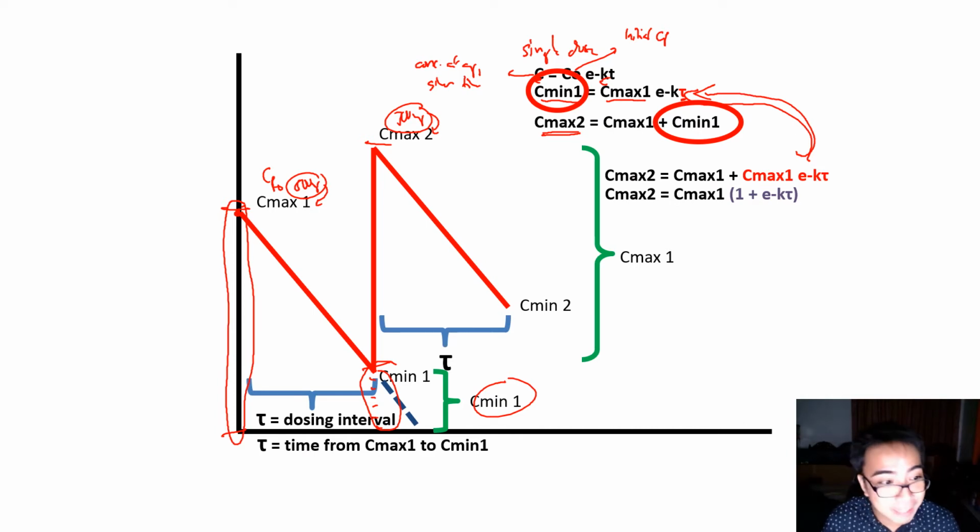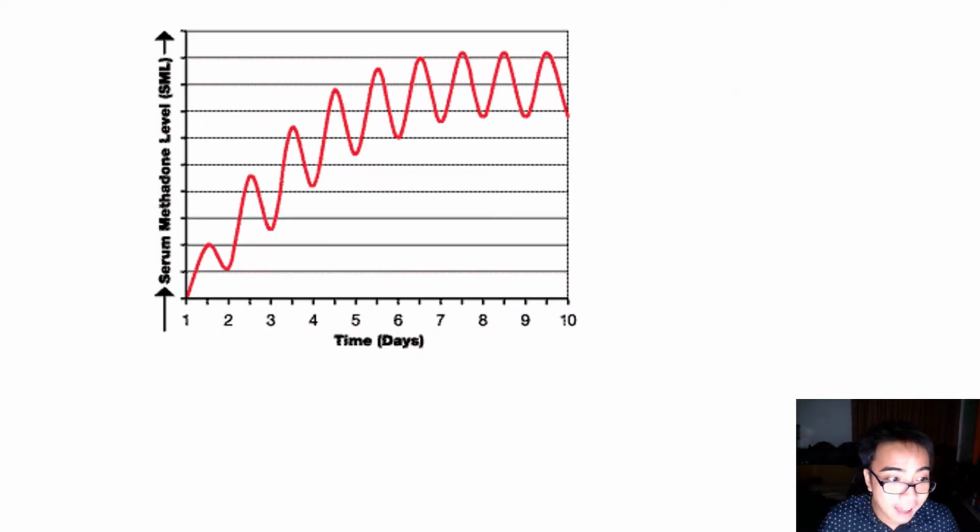So not just Cmax2. I also have Cmax3, Cmax4, Cmax5, Cmax6, 7, 8, 9, 10, 100 Cmax, if the drug is given 100 times, like maintenance doses. The formula would just keep getting longer and longer. Okay, luckily, class, we have a shorter formula for that one.